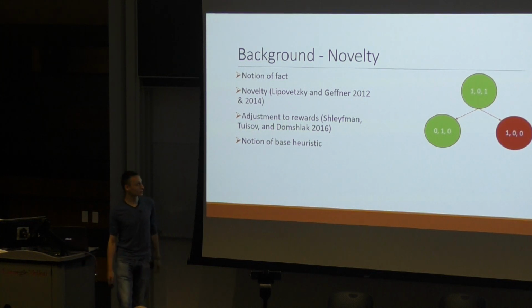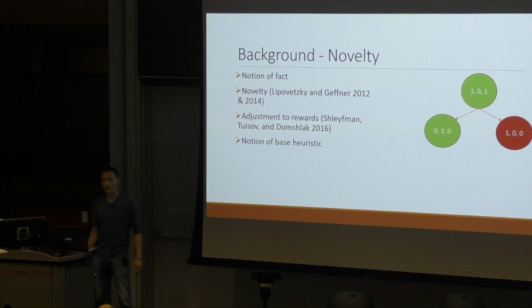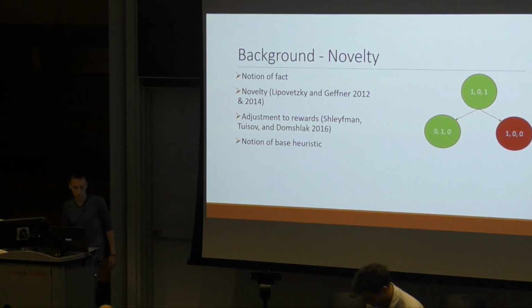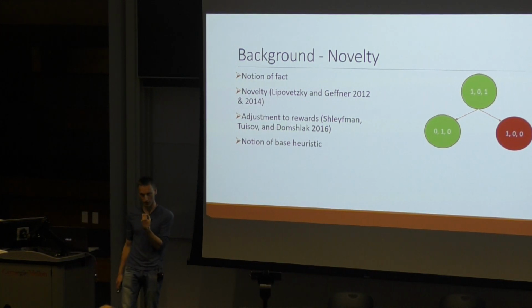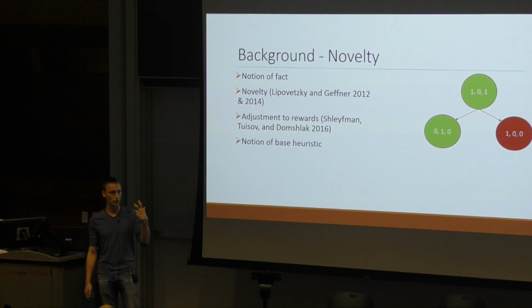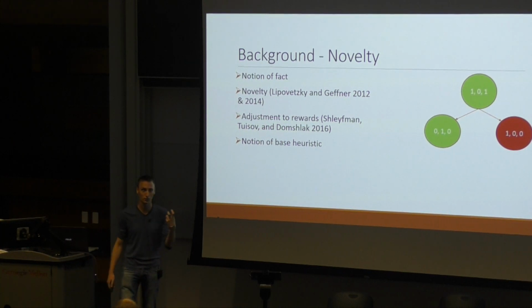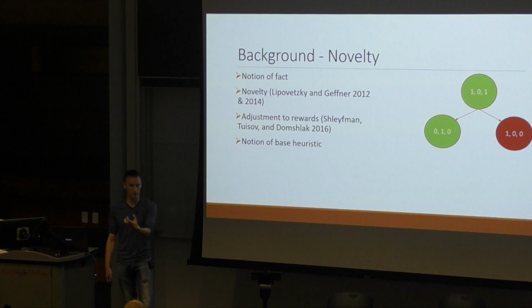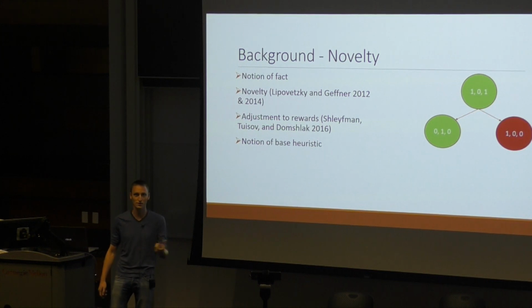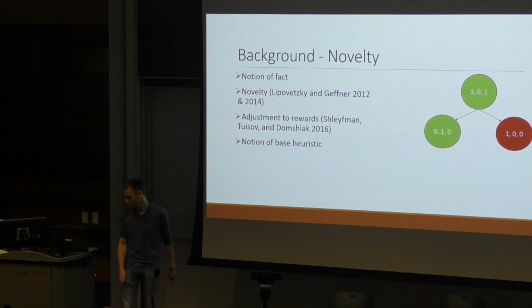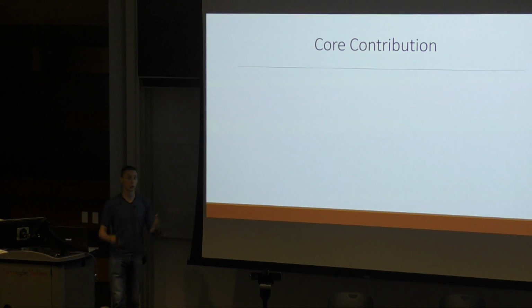All right, and it was later adjusted to account for rewards in 2016. And when we adapted for rewards, we talked about the notion of a base heuristic. There it was the reward function, but we had a base heuristic running in the background. So what we do in this work is basically a search enhancer. So it still requires some base heuristic to do the calculations for you. So what we did here.